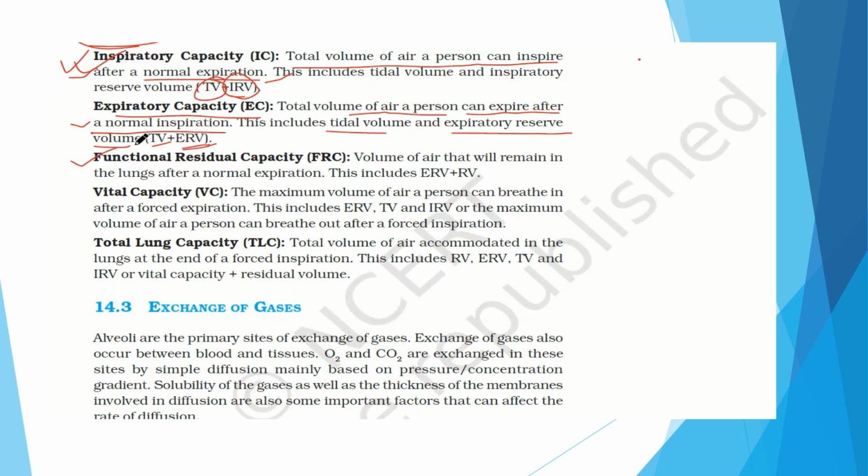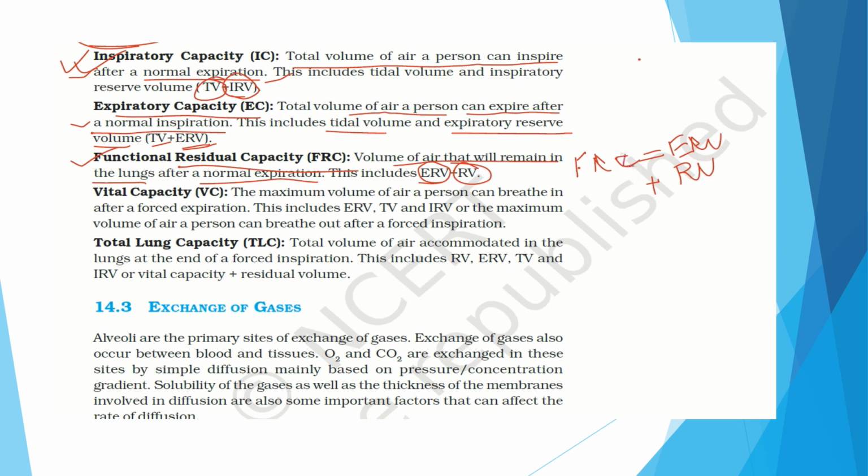Now comes the functional residual capacity. So what is functional residual capacity? It is the volume of air that will remain in the lungs after a normal expiration. So you have expired normally, a normal expiration. After that, what is remaining in the lungs? That is the expiratory reserve volume plus the residual volume. So the functional residual capacity is equal to the expiratory reserve volume plus the residual volume itself.